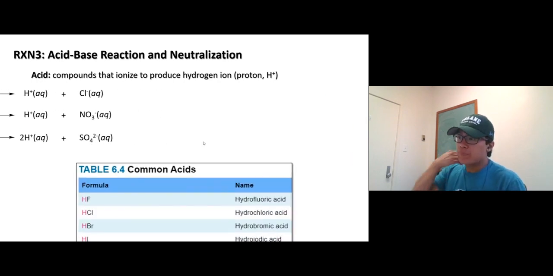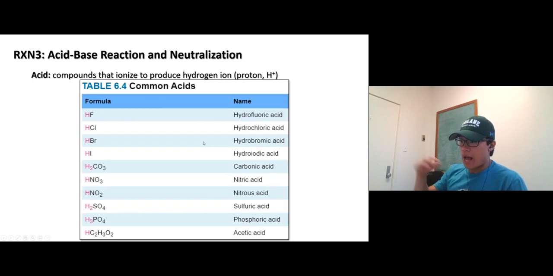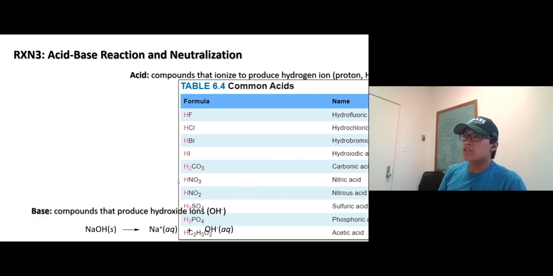The common acids, you have seen them before, we call the names together: hydroacids, hydrofluoric, hydrochloric, hydrobromic, hydroiodic acid, right? And we have oxyacids: carbonic, nitric, nitrous, sulfuric, sulfurous, phosphoric, phosphorous, and acetic acid here. Now, talk about the base.